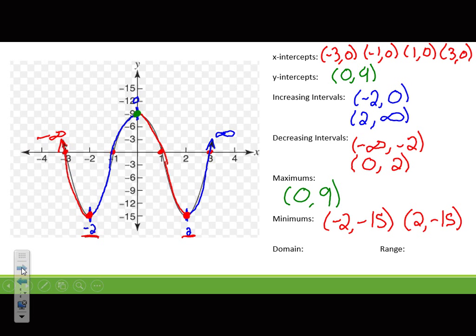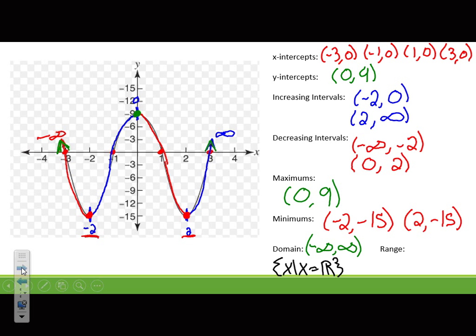All right, last but not least, domain and range. So domain is the x values. Since I keep going on in both directions, my x values in interval notation would be negative infinity to positive infinity. Or in set notation, x such that x is all real numbers.